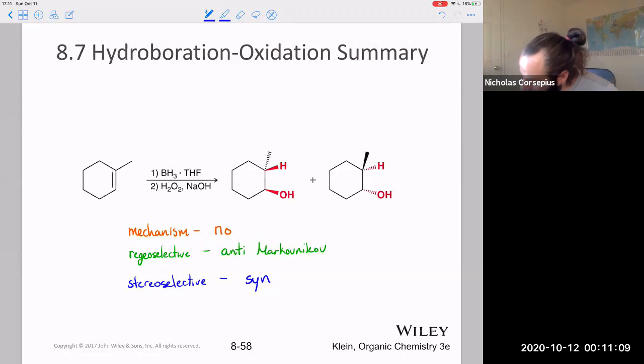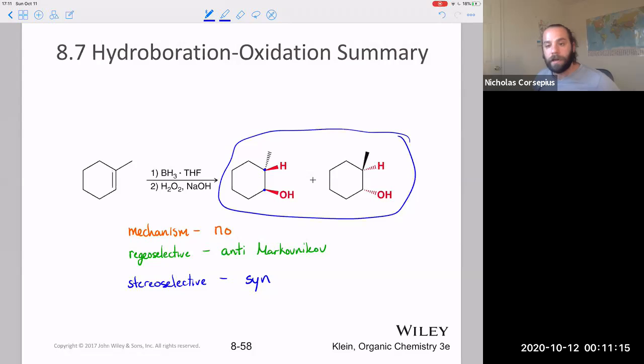All right, so again, above here, I could actually draw 4 different stereoisomers, but I'm only going to get this pair here, this pair of enantiomers, because of that syn addition. My hydrogen and my oxygen are added to the same side.